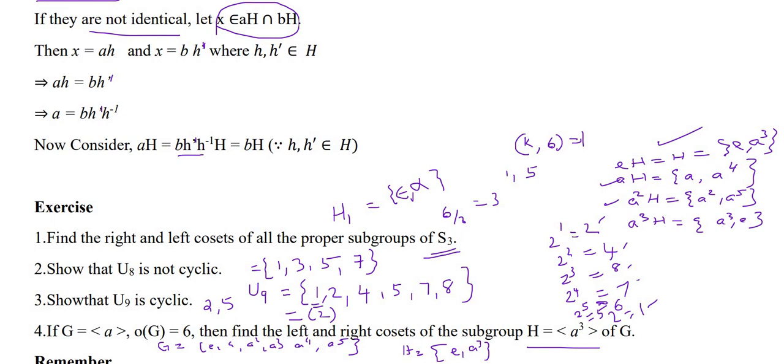See, the order of G is 6 and this is of order 2. So 6 by 2, only 3 right cosets will be there. So these are the 3 right cosets.